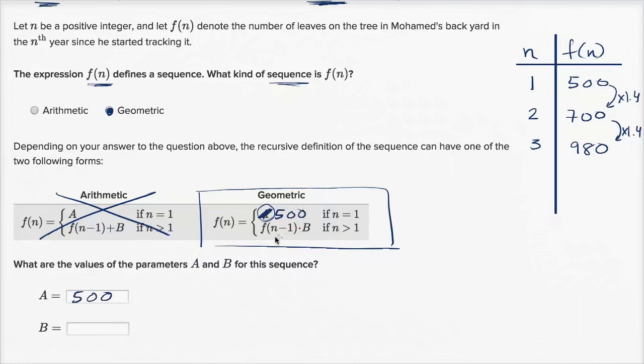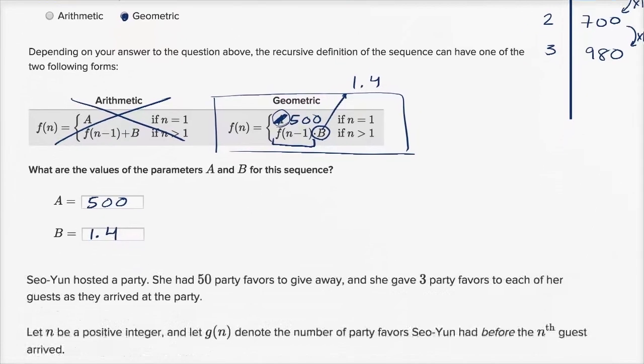And then if we're not in the base case, for any other year, it's going to be the previous year times what? Well, it's going to be the previous year grown by 40%. To grow by 40%, you're going to multiply by 1.4. So b is going to be 1.4. You take the previous year and you multiply by 1.4 for any year other than n equals 1. So b is equal to 1.4, and we're done. Let's do another example. This is strangely fun.